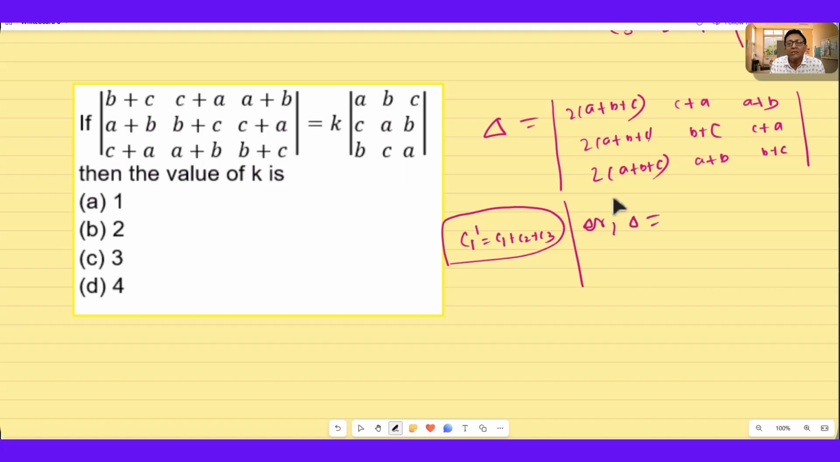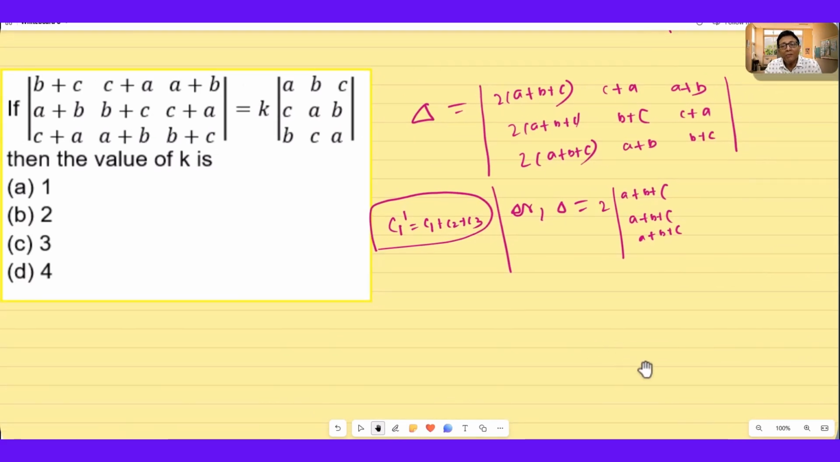Now delta equal to what? You take twice out, 2. If you take A plus B plus C common, it will not give you anything. So better you keep it there. A plus B plus C, A plus B plus C, A plus B plus C. Okay? 2 we have taken out. Then there is C plus A plus B, A plus B, B plus C.